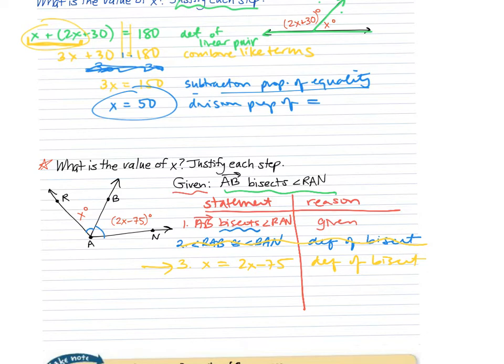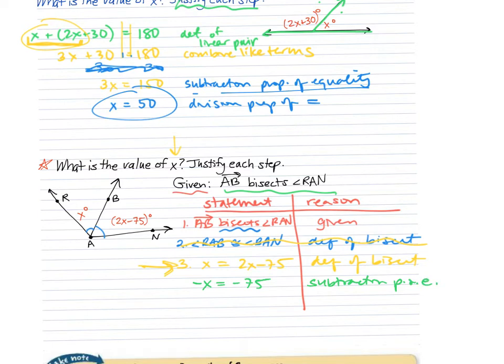Okay, so if we're going to solve for this value of x, we're going to start here. We know this is true because of the definition of bisecting, so they have to equal each other. And then we want to subtract 2x from both sides, and we get negative x equals negative 75. See, I didn't show that we were subtracting 2x. You can, that's fine, especially at the beginning. But we just know that we subtracted 2x from both sides, so this is the subtraction property of equality.